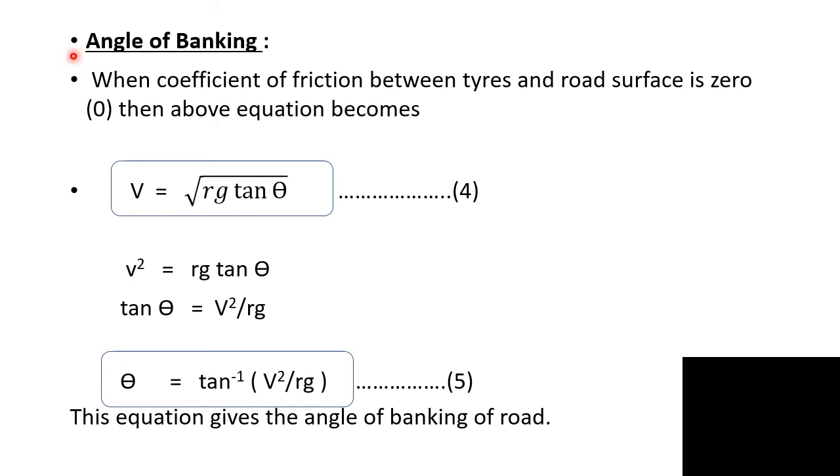Expression for angle of banking. When coefficient of friction between tires and road surface is 0, then the above equation becomes v equal to square root of Rg tan theta, or v square equal to Rg tan theta. So tan theta equal to v square upon Rg. Then theta is given by theta equal to tan inverse of v square upon Rg. So this equation gives the angle of banking of the road.